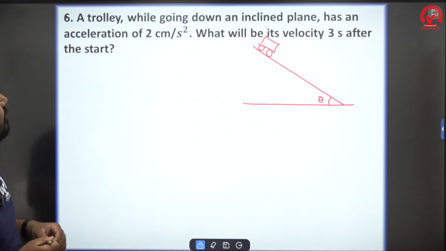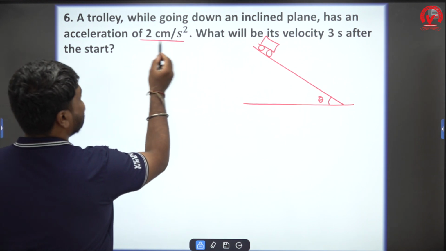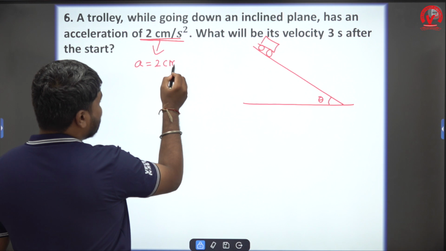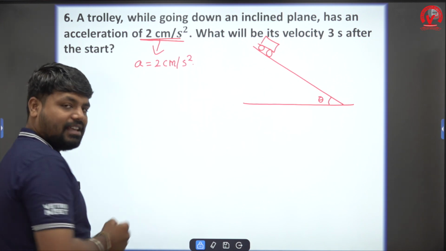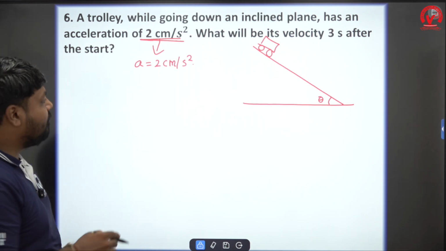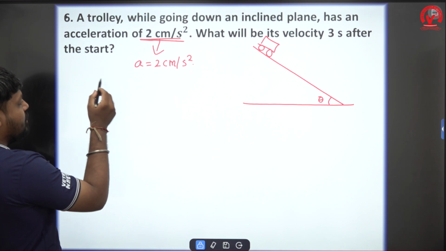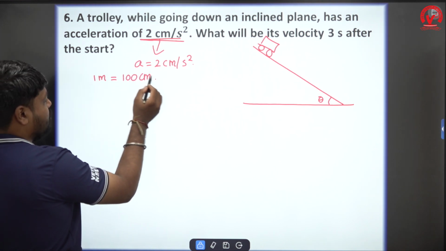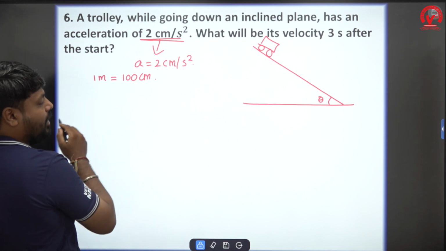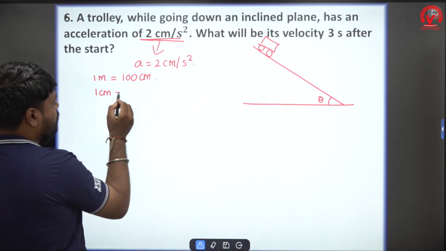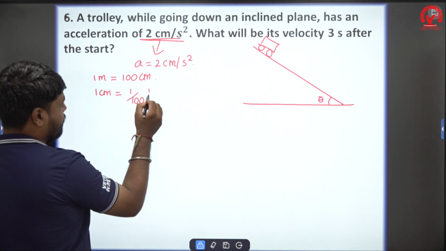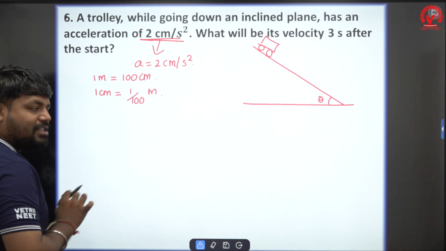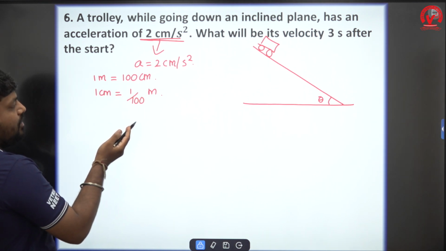It has an acceleration of 2 centimeter per second square. See here, the acceleration is given as 2 centimeter per second square. Is it in SI units? Not at all, so we must convert this into SI units. 1 meter is equal to how many centimeters? 100 centimeters. So we have to convert centimeter into meter. 1 centimeter is equal to 1 by 100 meter.